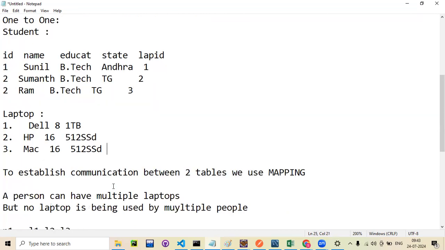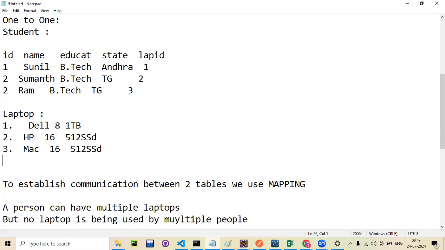Just revising again: 1 to 1 means one student must have one laptop only, and one laptop is not being used by multiple people. To avoid redundancy, if you directly add it, it will be a redundancy problem. That's why we are appending the ID of the laptop. Am I correct?